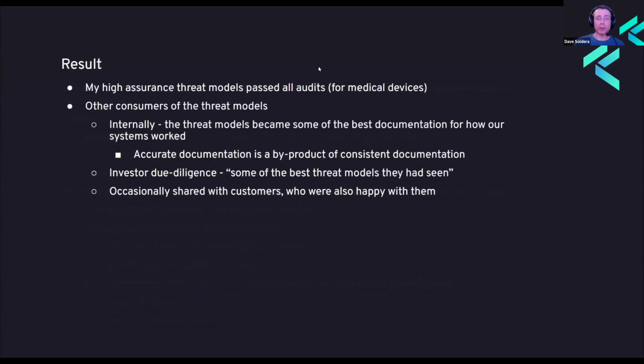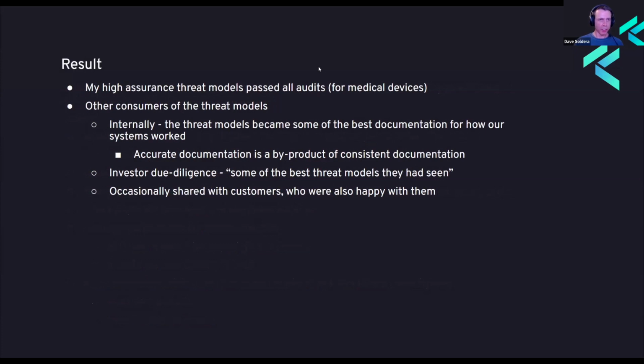Now, one of my initial slides talked about wanting to convey the value of high assurance threat modeling to you. Well, these next two slides are going to cover that. So the actual value I got from this was huge, right? And I judged that by the feedback, not only the feedback I got internally, but the feedback I got externally. I went through all these audits, and my threat models passed through all of those really well.